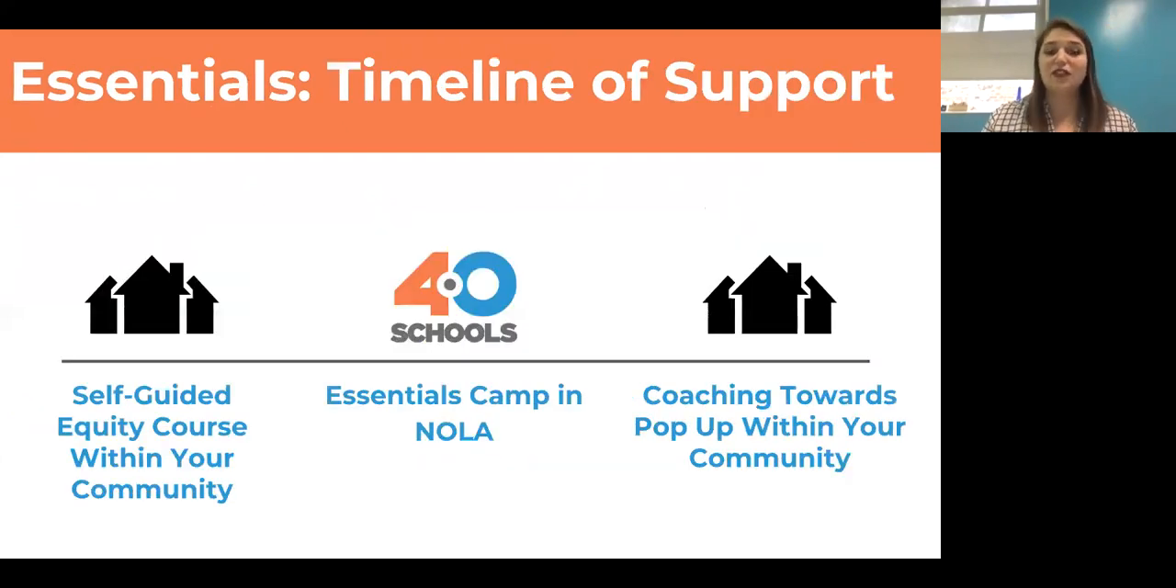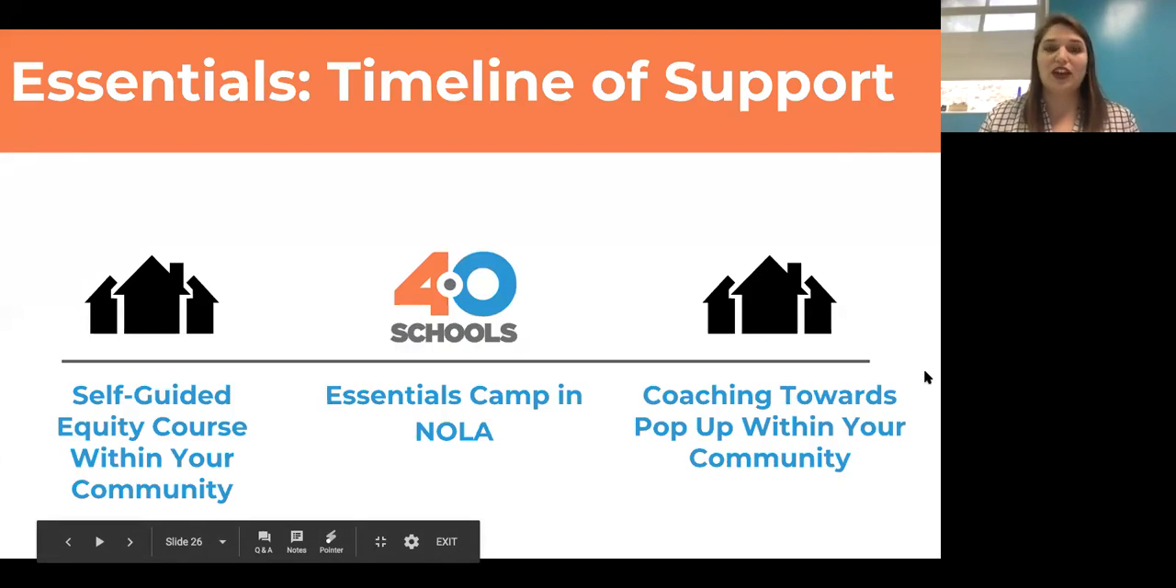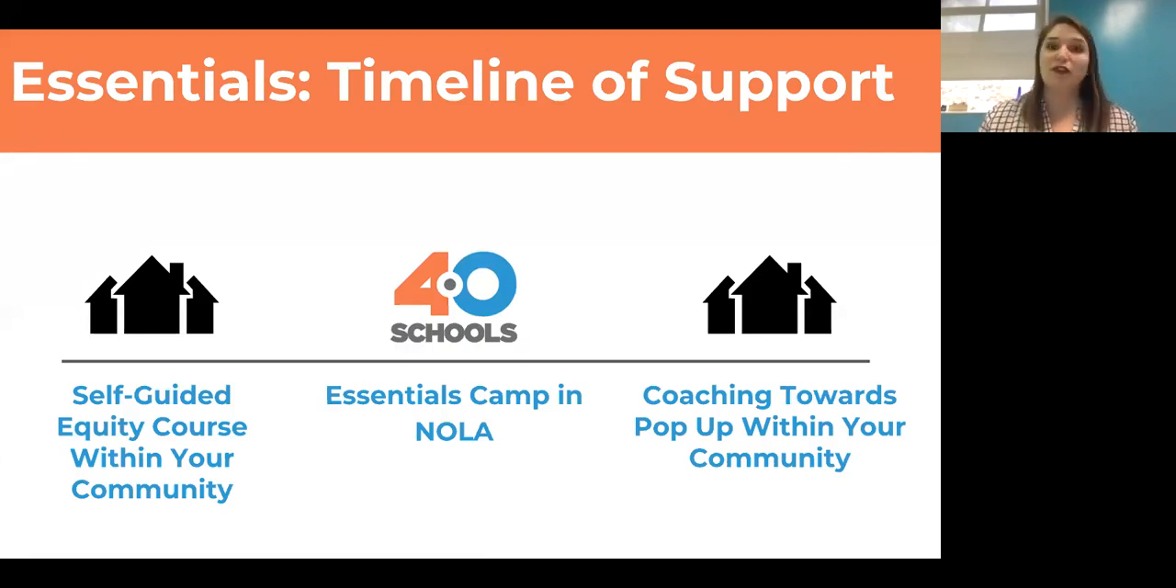So a timeline of support. The first is a self-guided equity course. You do that within your community. So you're going to do that at home, but not necessarily by yourself. You're going to be working with all kinds of people. The next is Essentials Camp, which is here in New Orleans. And we do have funds available to cover the cost of travel and lodging. And then thirdly, coaching towards your pop-up within your community. So what that looks like is getting feedback from someone on the 4.0 team about what your plan is for your event, as well as having kind of a running buddy as you go, checking in, approving your plan for funding, and celebrating all of your wins and talking through some challenges.